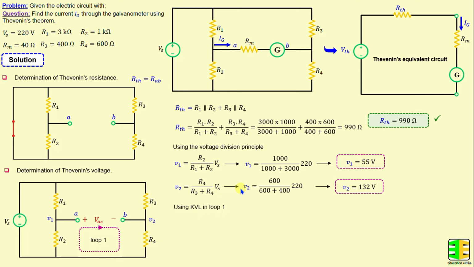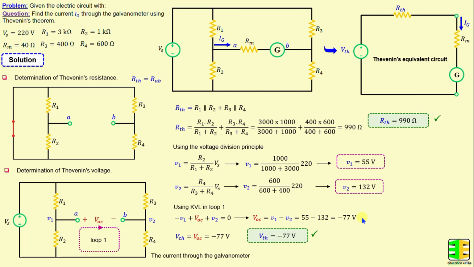Now, by applying Kirchhoff's voltage law in loop 1, we can write negative V1 plus VOC plus V2 is equal to 0. And if we replace V1 and V2 with their numerical values, we obtain VOC is equal to negative 77 volt. That means VTH is equal to negative 77 volt.